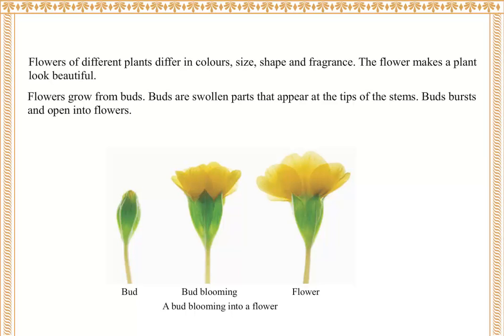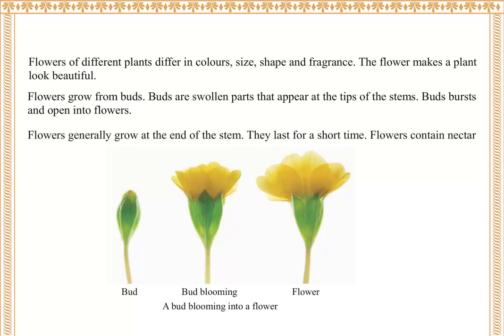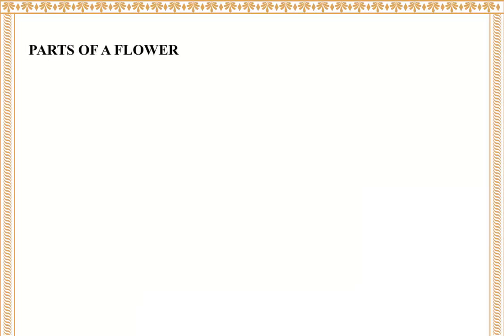Flowers grow from buds. Buds are swollen parts that appear at the tips of the stems. Buds burst and open into flowers. Flowers generally grow at the end of the stem. They last for a short time. Flowers contain nectar. A bud blooming into a flower. Bud, bud blooming, flower.